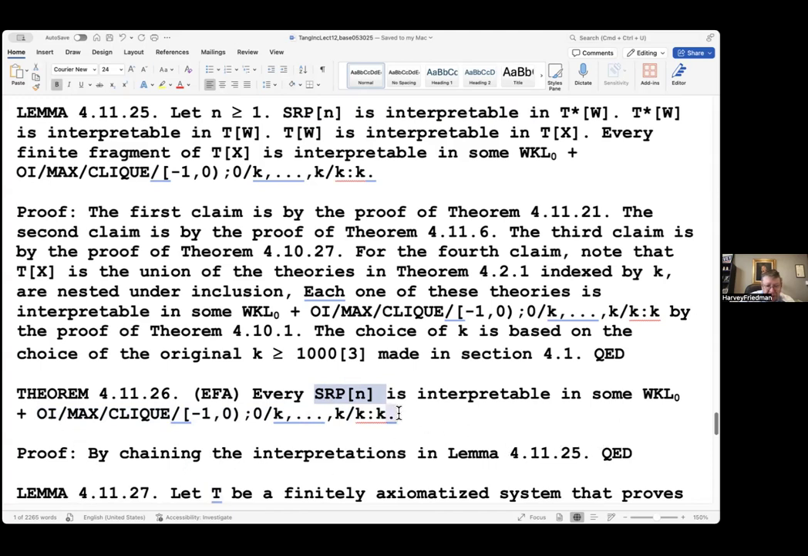In some version. So every fragment of SRP is interpretable in this statement we're reversing for some fixed dimension. And this follows from this technical thing here. This follows from this chain of interpretations.